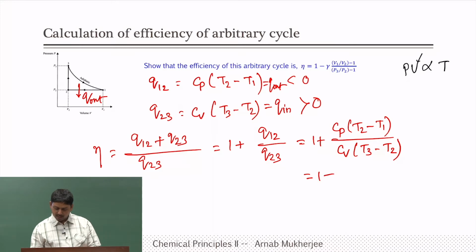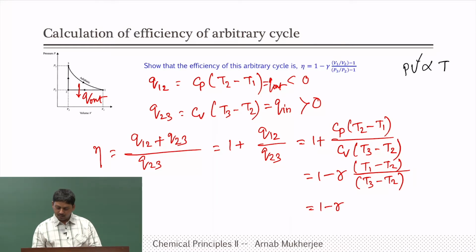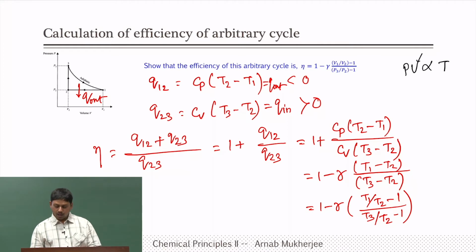So, 1 minus Cp by Cv is gamma, and I took a minus, so that I can write T1 minus T2 and T3 minus T2. Now, let us take T2 common from numerator and denominator, giving me T1 by T2 minus 1, T3 by T2 minus 1. Now, what is T1 by T2, that we have to figure out.